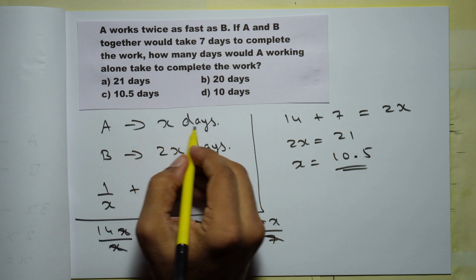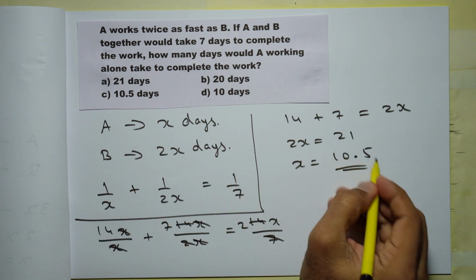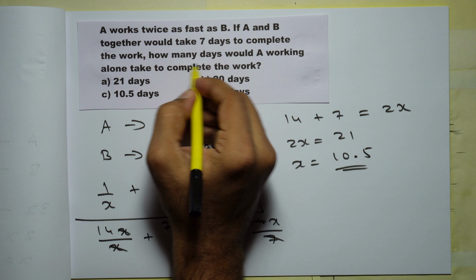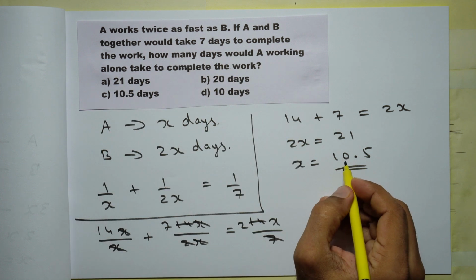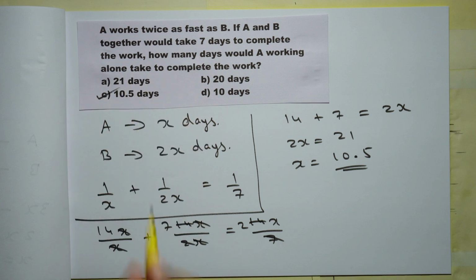So A completes the work in x days, x is equal to 10.5. So how many days would A working alone take to complete the work? 10.5 days. Option C.